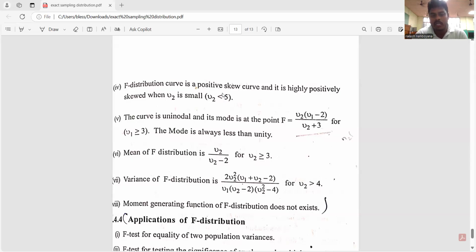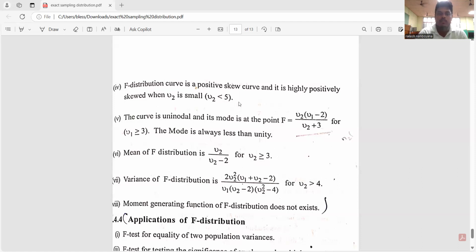The most important property of the F distribution is that the moment generating function does not exist. It is a very, very important point. The mean of the F distribution is V2 by V2 minus 2, for V2 greater than or equal to 3. The variance is 2V2 square into V1 plus V2 minus 2 by V1 into V2 minus 2 into V2 minus 4, for V2 greater than 4. And the main important point again: the moment generating function does not exist for the F distribution.